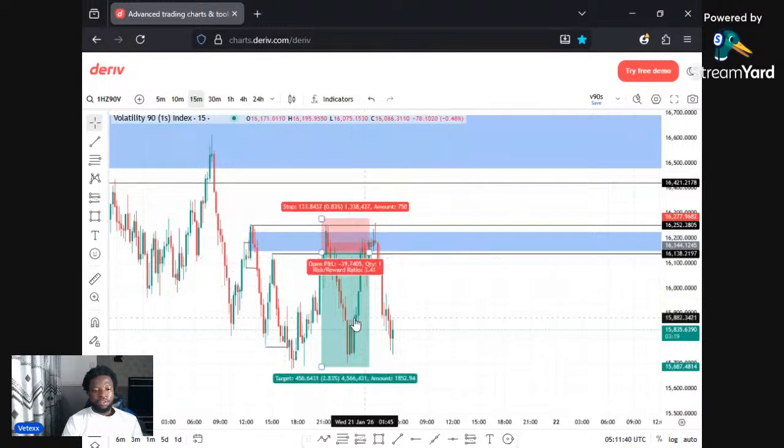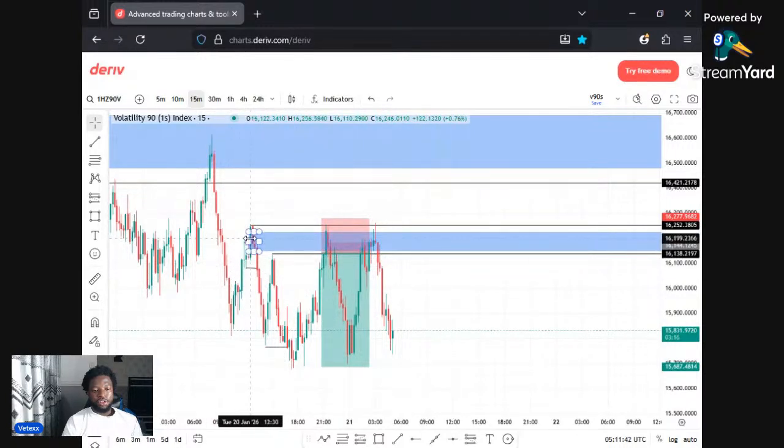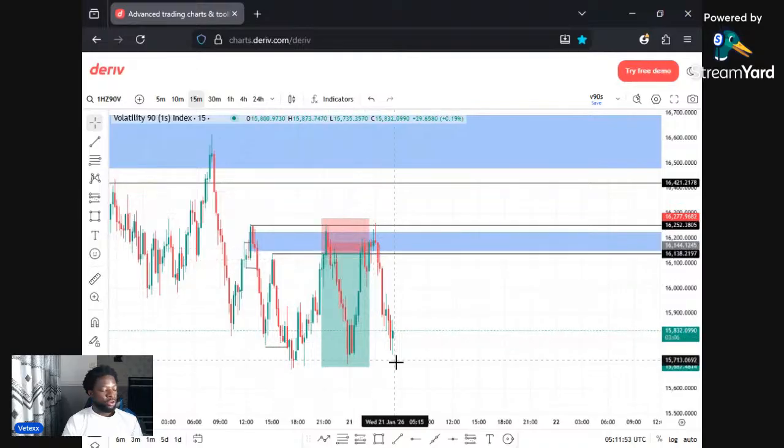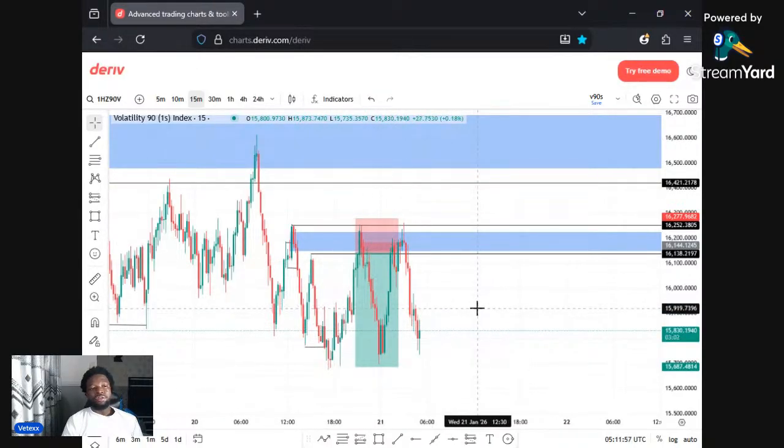So it smashed the target, sweep of liquidity, first break of structure, rotated high, price retraced back to give us our structural liquidity and break the newly created low and tap into the point of interest and go to the opposite direction. So this was the trade we made yesterday on V90S because of our entry.